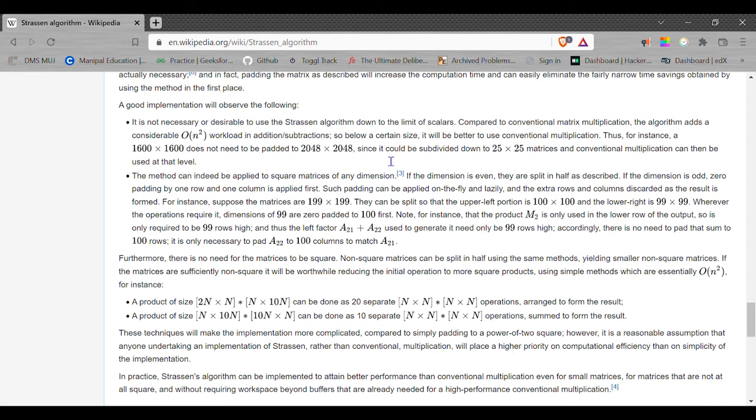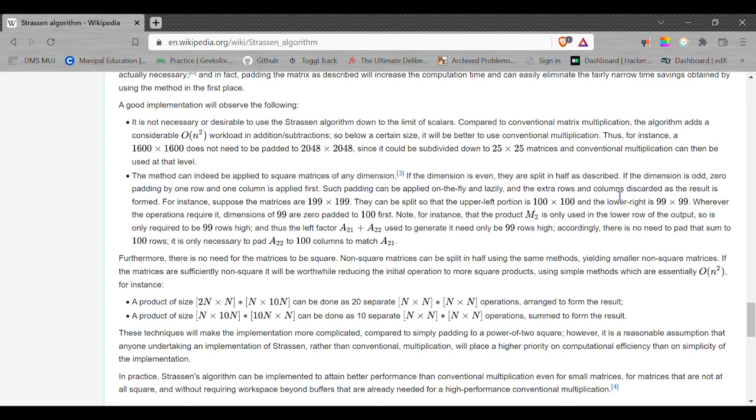For example, if you are having a 1600 cross 1600 matrix, then a 25 cross 25 matrix can be considered as a small matrix too. And conventional multiplication can be done at this level. So if you are having 199 into 199, then you can split it into some portions like we have said. The method can be applied to square matrices of any dimension.